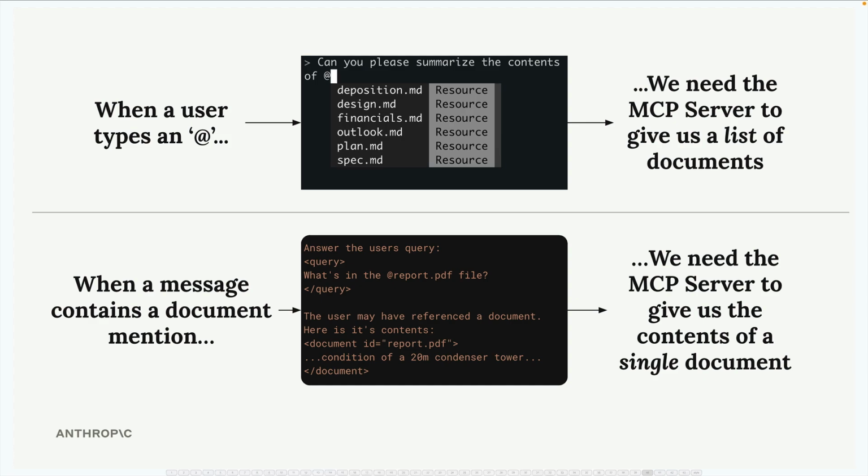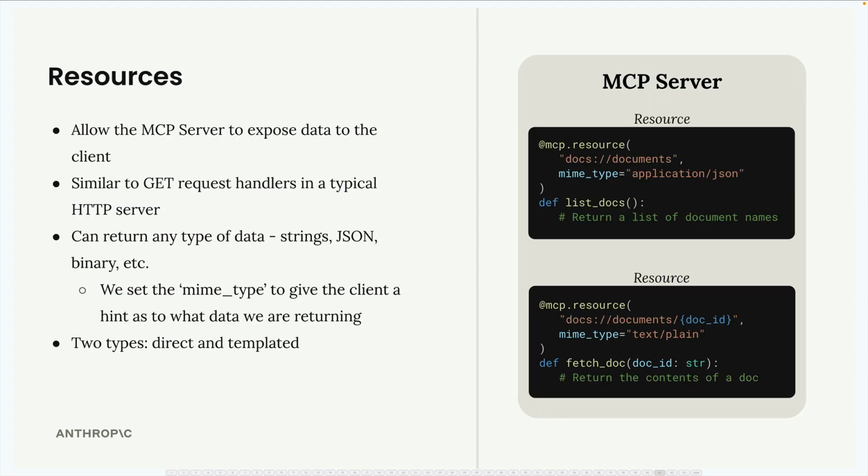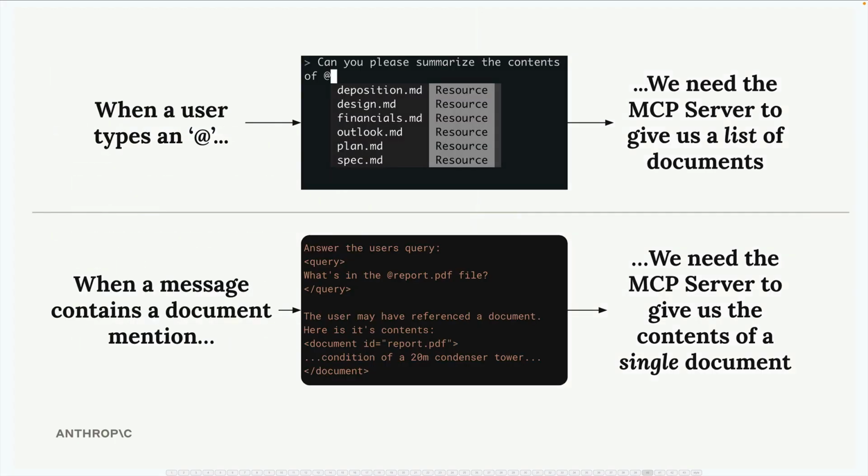To get this information out of our MCP server, we are going to be making use of resources. Resources allow our MCP server to expose some amount of data to the client. We usually define one resource for each distinct read operation. So in our example, we need to get a list of documents and read the contents of a single document. So we would probably end up making two separate resources.